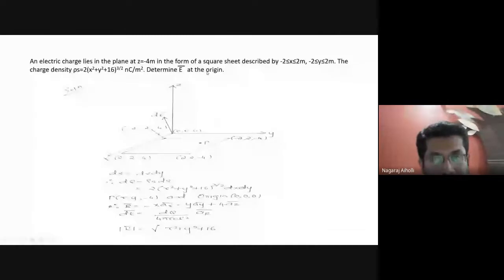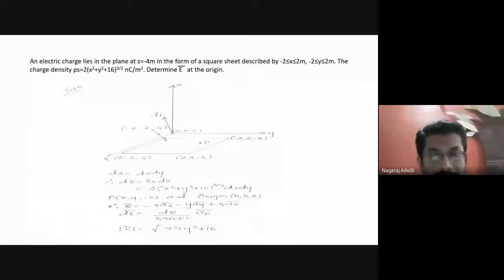This component exists. I will show you how it is. Here, this is minus 2, this is plus 2. X component, here it is minus 2, it is plus 2. They are equal in magnitude, opposite in polarity. Therefore, their x component of the electric flux density or electric field intensity will cancel out each other.